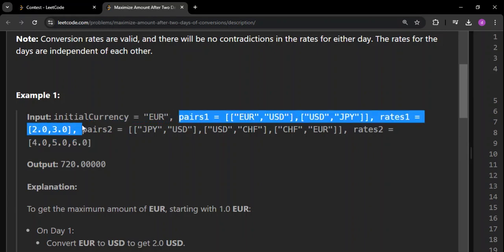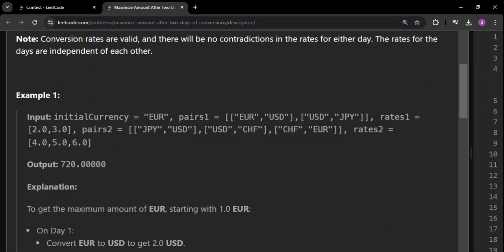So let us come back to pair one first, because if you understand pair one, pair two will be simpler. So if you convert 1 euro to US dollars, you are going to get $2. So 1 euro is equal to $2. Similarly, if you have $1 and you are trying to convert it to the Japanese currency, then you are going to get three Japanese currency out of $1. That is how it should be interpreted, and the same is the case here.